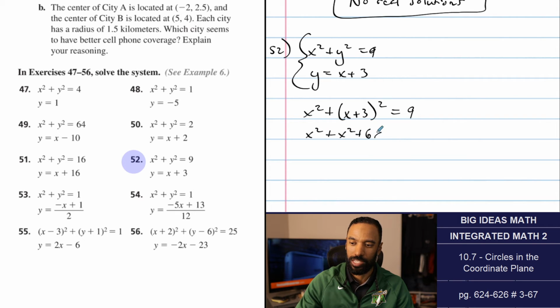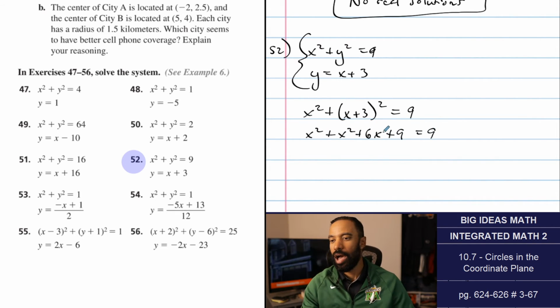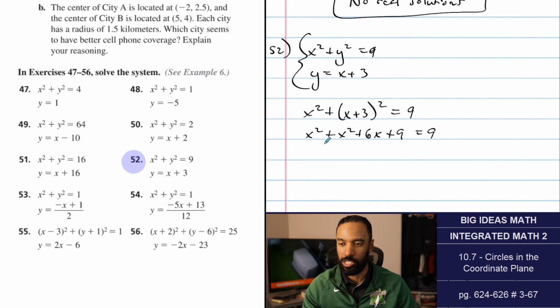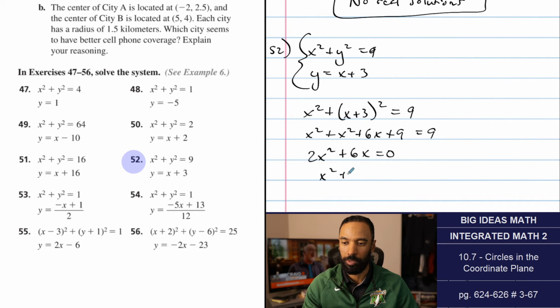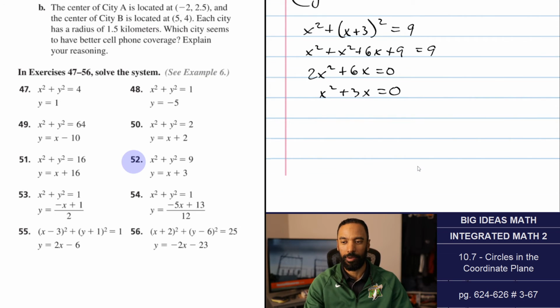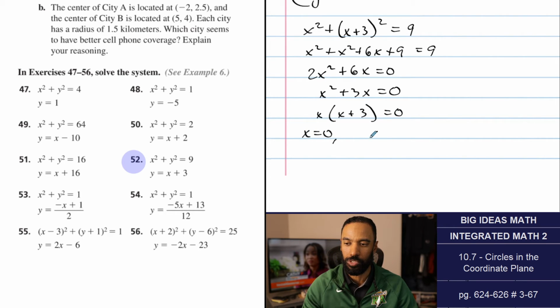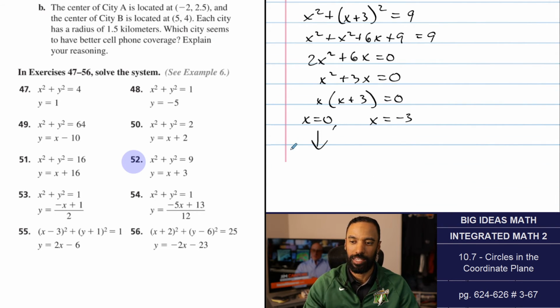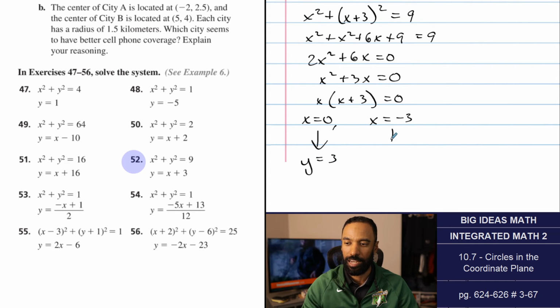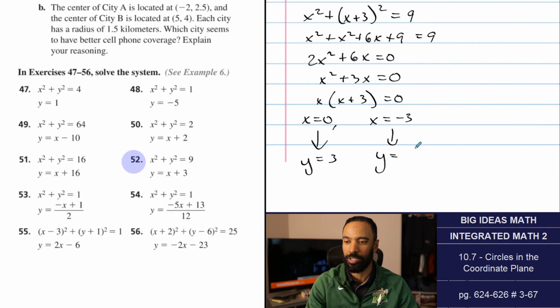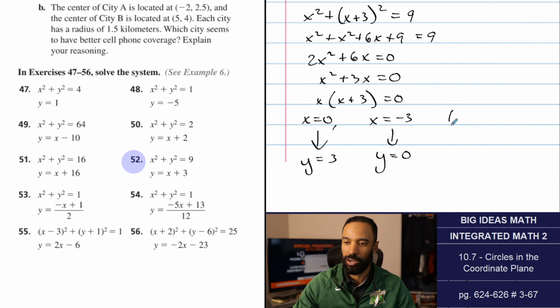This is x squared plus 6x plus 9. If I subtract the 9s over, either way, I get 2x squared plus 6x equals 0. I can divide by 2 and get x squared plus 3x equals 0. At some point, my goal is a common factor of x. I factor an x out, I have x times (x plus 3) equals 0. So using the zero product property, x either equals 0 or negative 3. If x equals 0, you substitute 0 for x in here, you get y equals 3. If x is negative 3, negative 3 plus 3 is 0. So your solutions here are (0, 3) and (negative 3, 0).